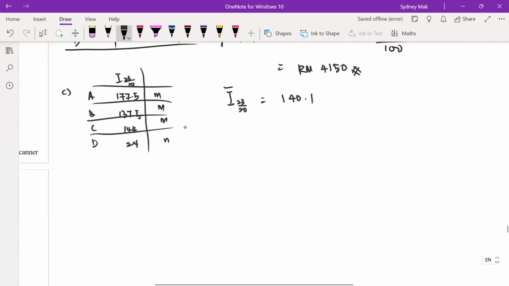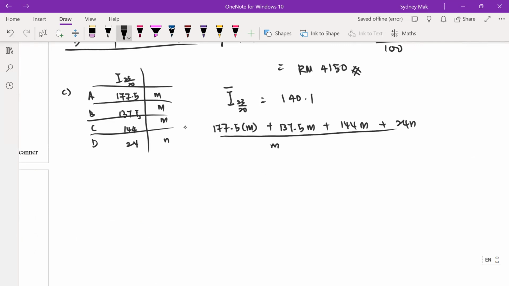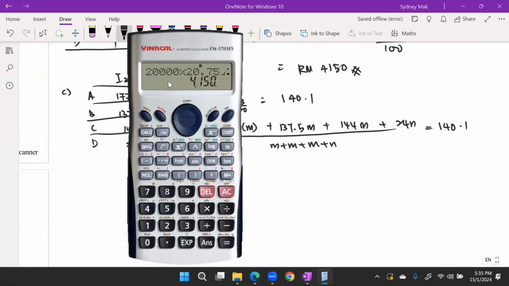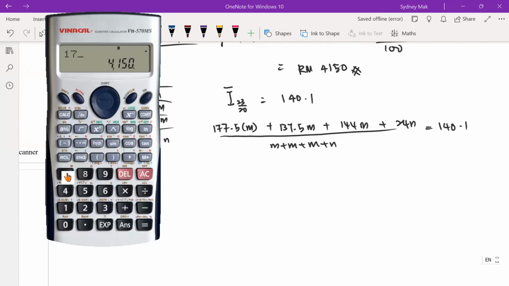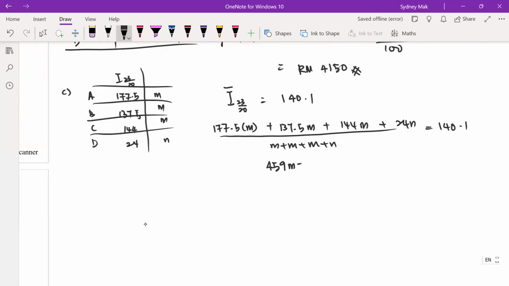So based on the formula, let's take 177.5 times M plus 137.5 times M plus 144 times M, and then plus 24N, over M plus M plus M plus N, equals 140.1. Now let's group the like terms together. We have 177.5 plus 137.5 plus 144. These are M. So we have 459M plus 24N equals, we shall take 140.1 times 3M plus N.